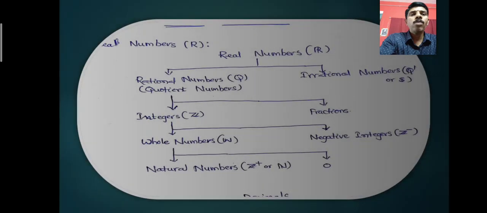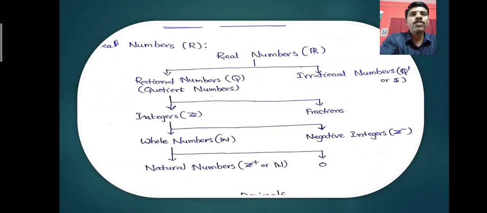So now I am going to classify the number sets before the topics mentioned in this chapter. First of all, real numbers, the number set which is represented by capital R, can be classified into two number sets, rational numbers and irrational numbers. The set of rational numbers is denoted by capital Q, and irrational numbers are denoted by Q dash or S. The rational numbers also can be classified into integers and fractions.